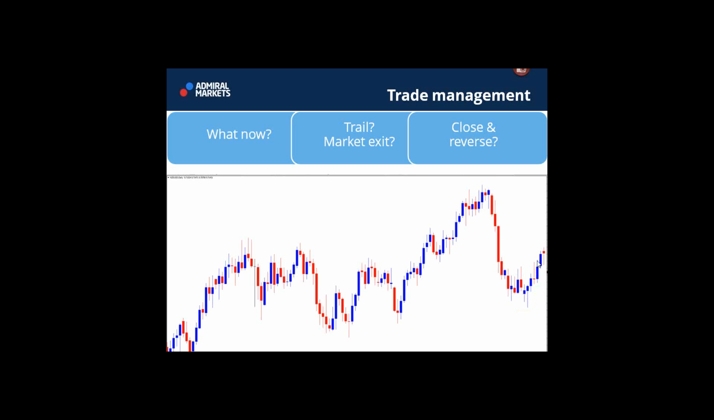What would you choose in this case? Would you go for a market exit? It's a bit more complex answer to give, but is it a trail, a market exit? What would you prefer in this case? A close and reverse, perhaps? A close, only a close, market exit? Would you hedge perhaps the profit? I don't know. I'm just throwing in some ideas here.